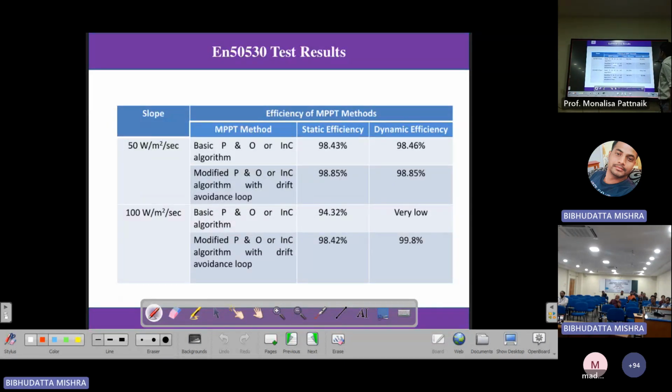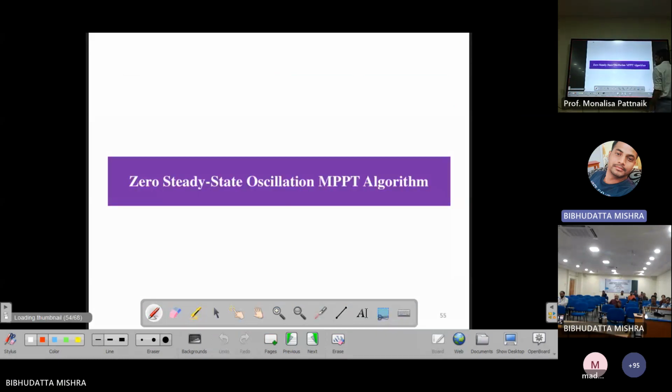Now there are some efficiency calculations. Almost all are more than 99 percent, because it is algorithmic efficiency only, and the efficiency is basically the original power versus whatever power your algorithm is giving you.